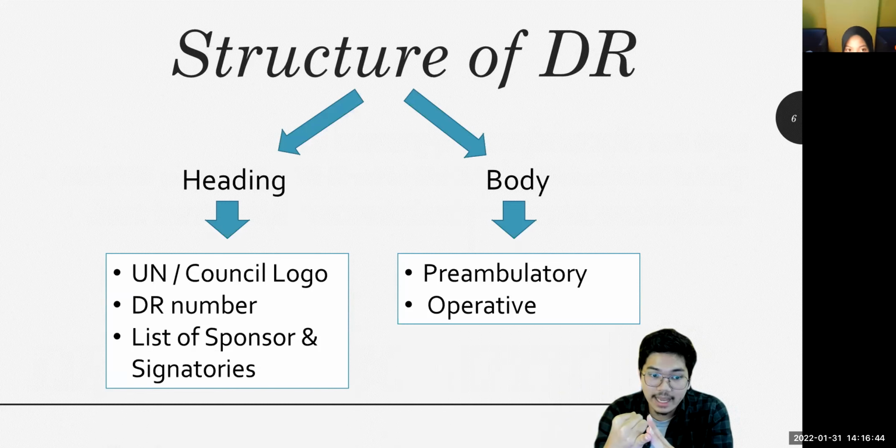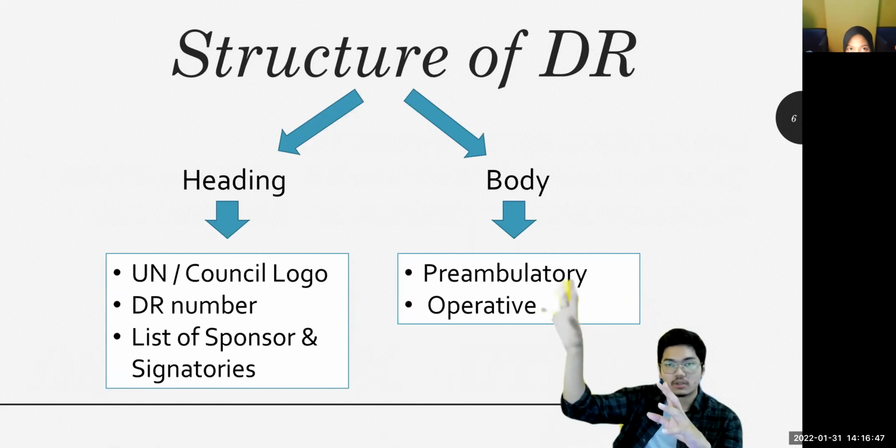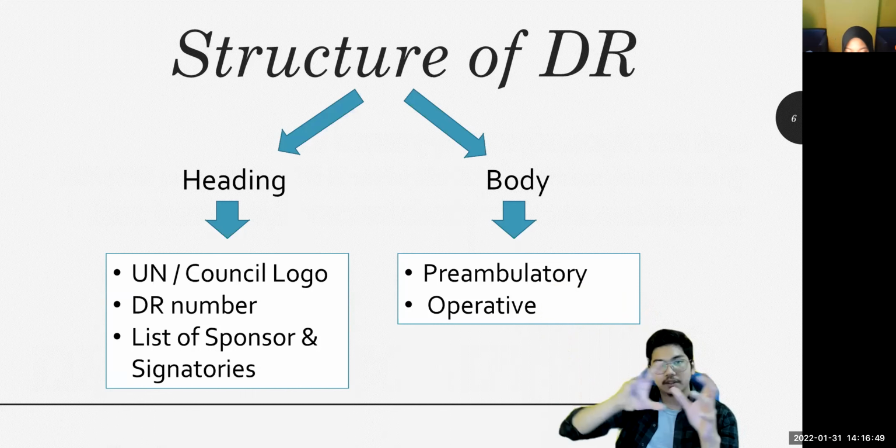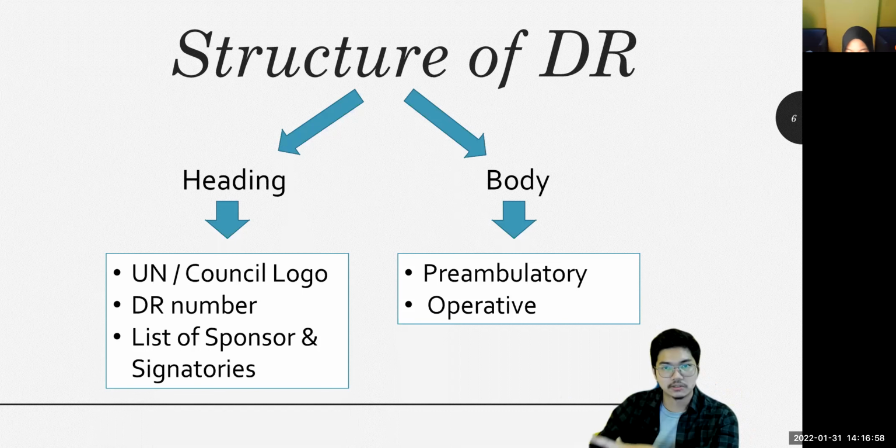The head part, the heading part, we have a United Nations or Council logo at the top, and then we have a draft resolution number. Is it 1.1 or is it 1.2? And after that, we have a list of sponsors and delegates that specify the whole countries that support this draft resolution, either as a sponsor or as a signatory.